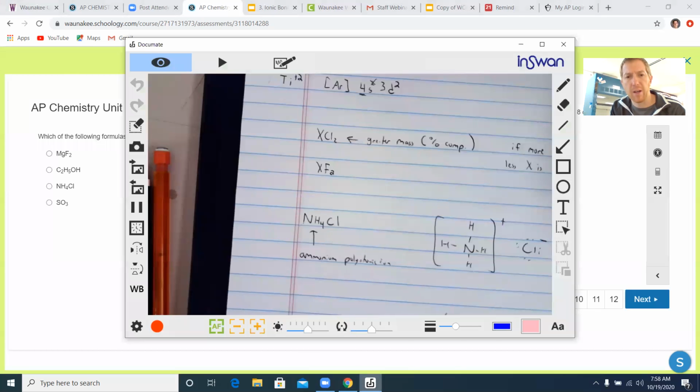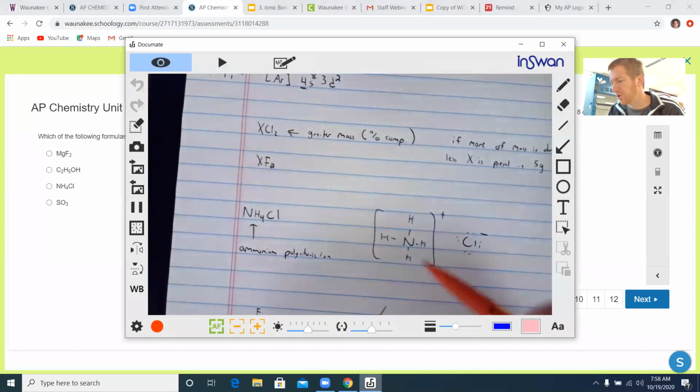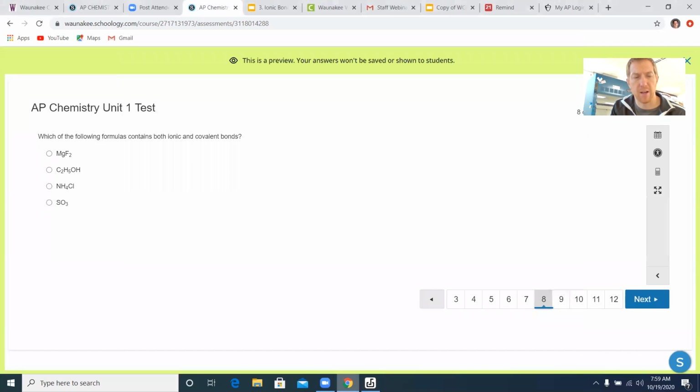What you needed to recognize was that ammonium is a polyatomic ion. And with that, I actually drew out the Lewis structure to show here's the covalent bonds, but then here is the ionic as well. So this was just knowing your ammonium polyatomic ion and certainly recognizing, so here's your answer, certainly recognizing that the F2 does not covalently bond together.